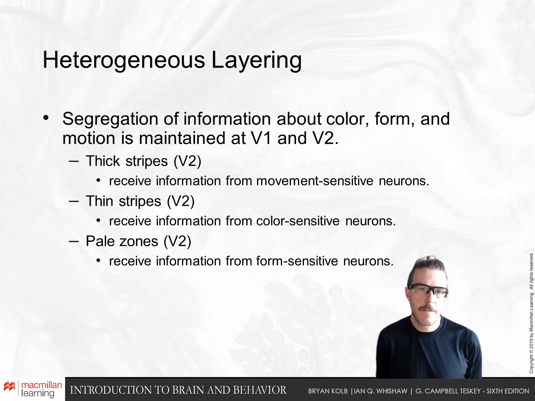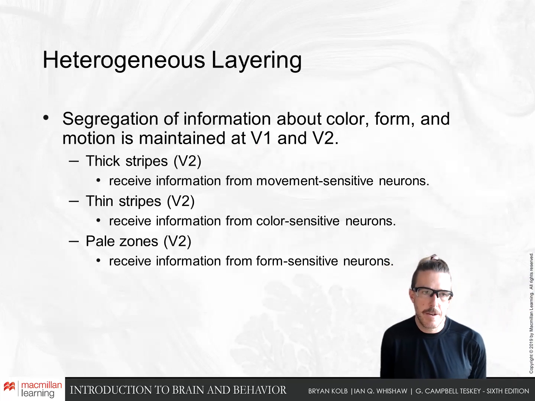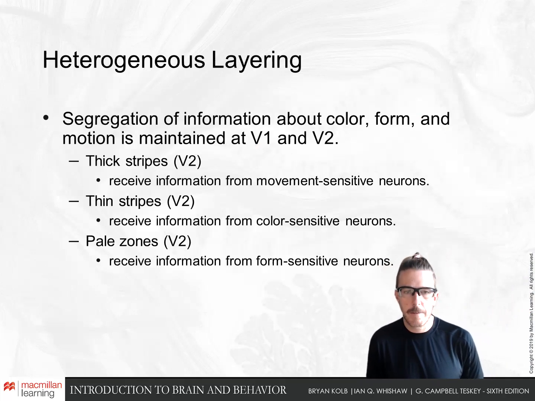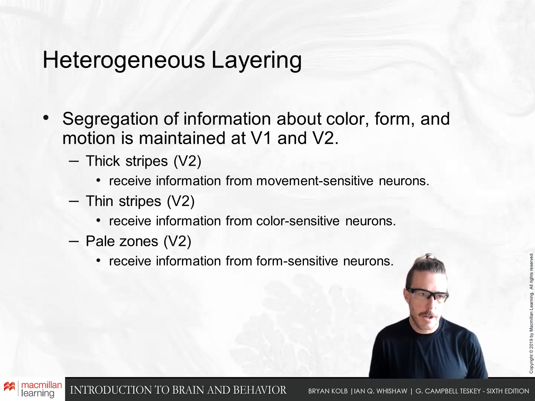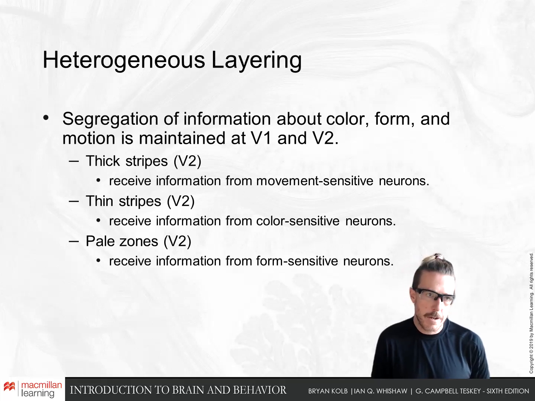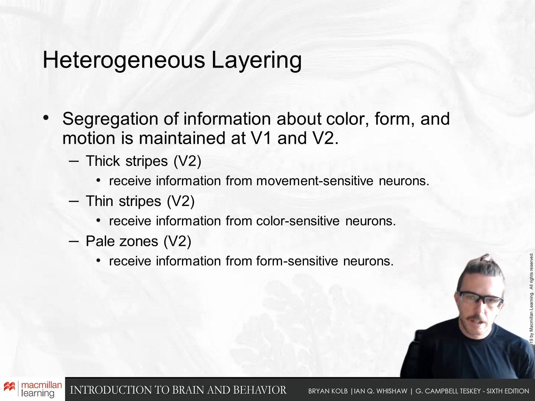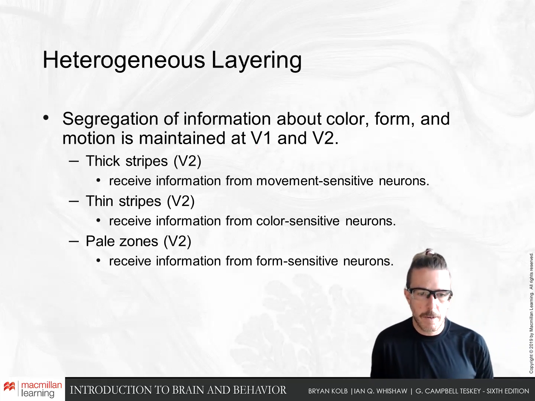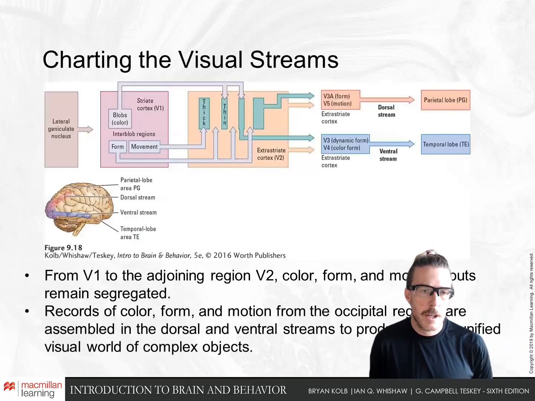So information about color, form, and motion continues to be separated into V2. The thick stripes receive movement information, the thin stripes receive color-sensitive information, and the pale zones in between them receive form-sensitive information. This kind of thing is much easier for you because it's an open book exam. You don't have to remember these associations that seem pretty random.